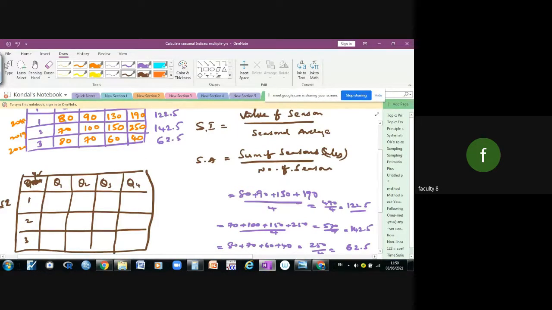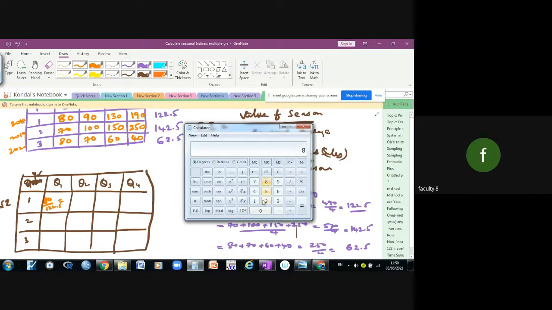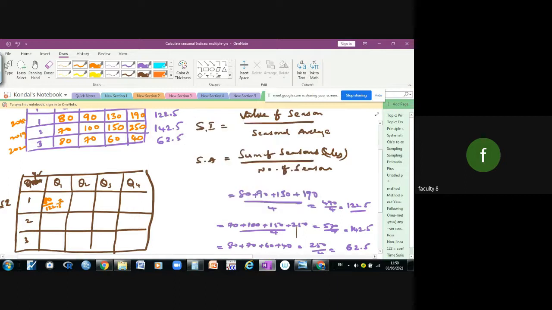What is the first season of 2018? 80 divided by 122.5. How much did we get earlier? 80 divided by 122.5, so we got 0.653, right? So here we should write 0.653.